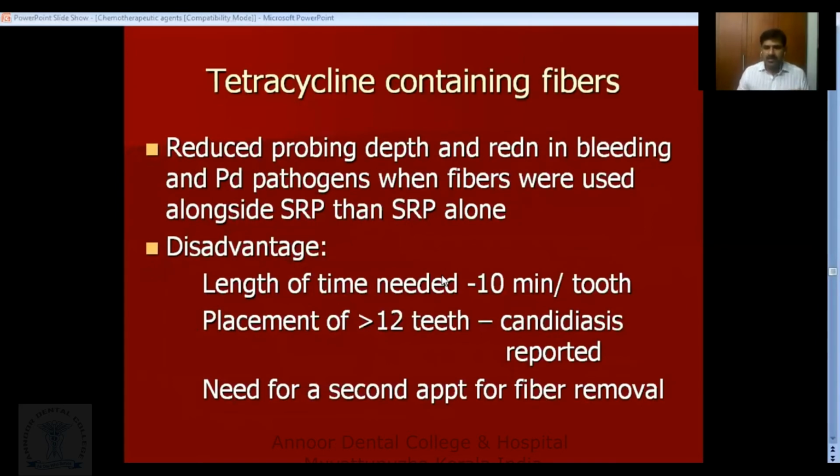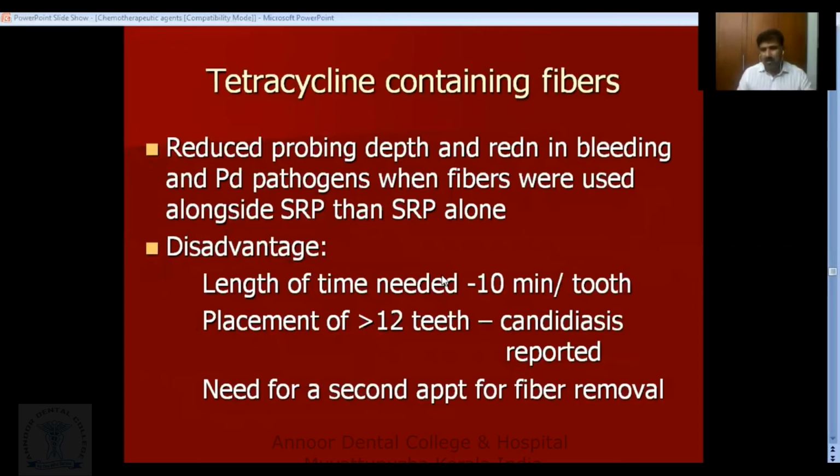Now, you place these fibers, but there are certain disadvantages. These EVA fibers never resolved. One, to place these fibers into a periodontal pocket around a single tooth all around, it usually took around 10 minutes. So just imagine if you have 30 people, how much time is needed to place it all down.